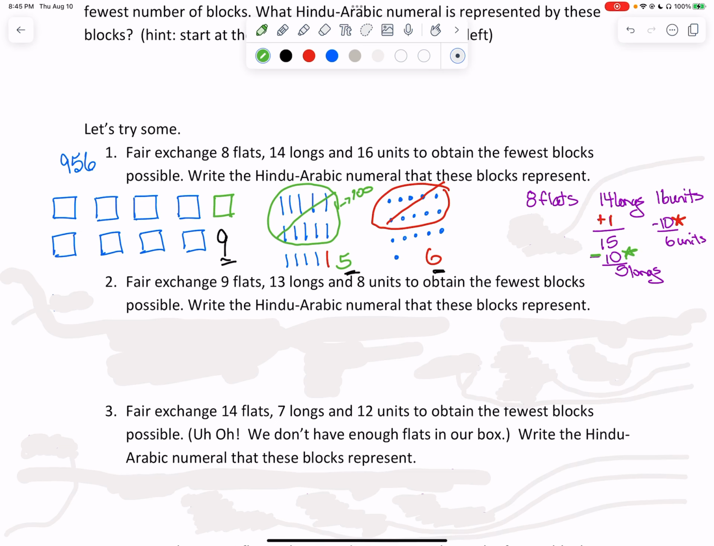So now I'm going to subtract my 10. That's what I did in green. And then that left us with 5. We have 5 longs. But that's not all we did, right? We had to add our 10. So we're going to add a flat. That's what we did in green, that green box over there. And then we counted it up. We have 9.